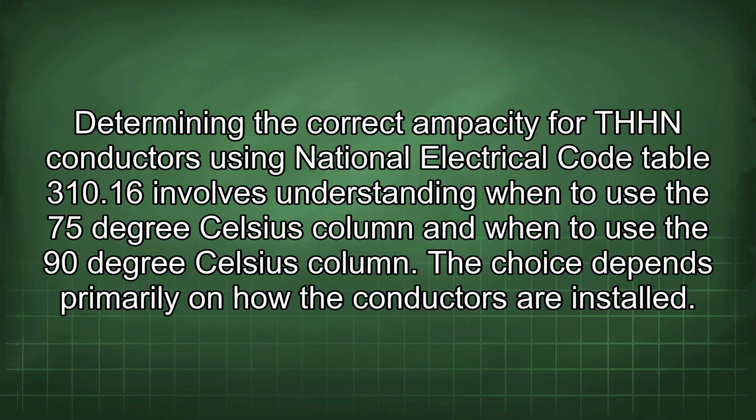Determining the correct ampacity for THHN conductors using National Electrical Code Table 310.16 involves understanding when to use the 75°C column and when to use the 90°C column. The choice depends primarily on how the conductors are installed.